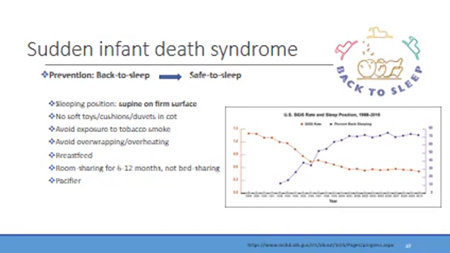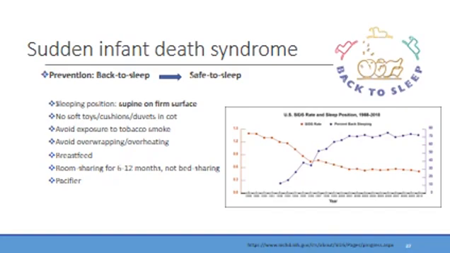Now to the Safe to Sleep campaign, they have added that no soft toys, cushions, duvets, or even cot bumpers should be in the cot area, and avoidance of tobacco smoke and exposure to secondary tobacco smoke is absolutely important. Overwrapping and overheating should be avoided, as that increases the production of CO2. And then breastfeeding is protective, so breastfeeding should always be advised.